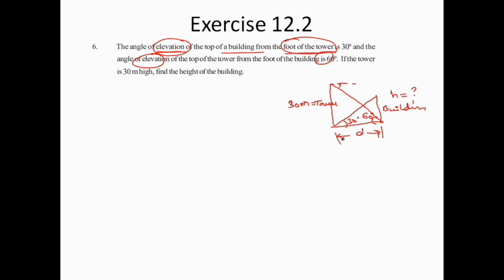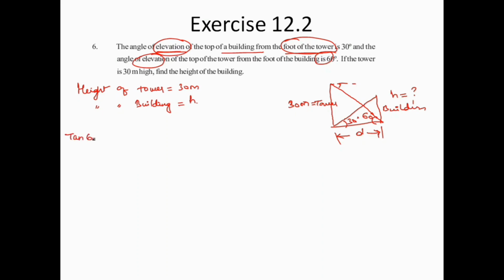So the height of the tower is how much? The height of the tower is equal to 30 meters. Now what should I write here? I should be writing the building. The height of the building is equal to h. The height of the building is equivalent to h.